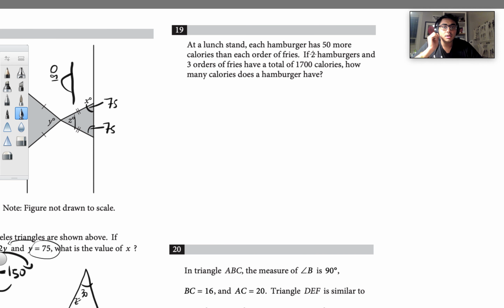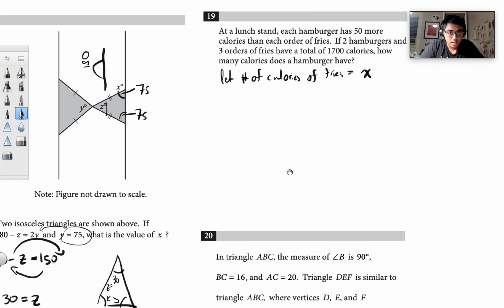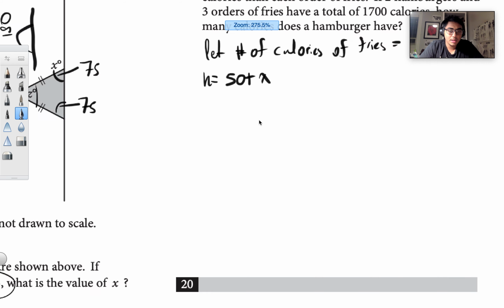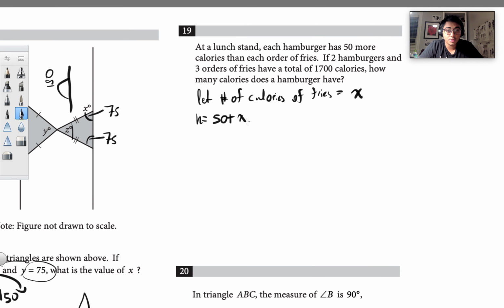Okay, so if a hamburger has 50 more calories than each order of fries, let's define fries. Let the number of calories of fries equal X, right? So 1 order of fries would equal X amount of calories. That means a hamburger would equal 50 plus X, right? So it says here that we're talking about 2 hamburgers and 3 orders of fries.